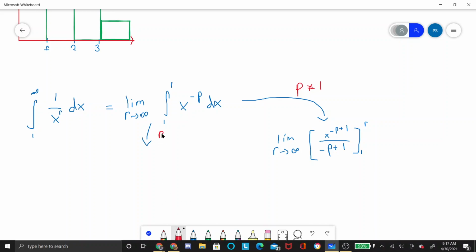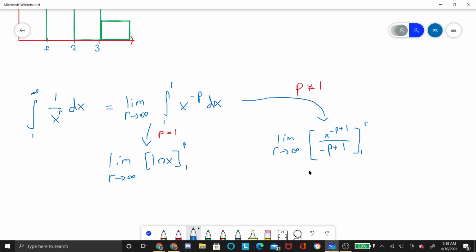When p is equal to 1, well, 1 over x to the p will just become 1 over x dx. And we already know how to take the integral of 1 over x dx. So that'll just be the limit as r approaches infinity of ln x from 1 to r. Alright, perfect. So we have our antiderivatives. Now all we have to do is solve out.